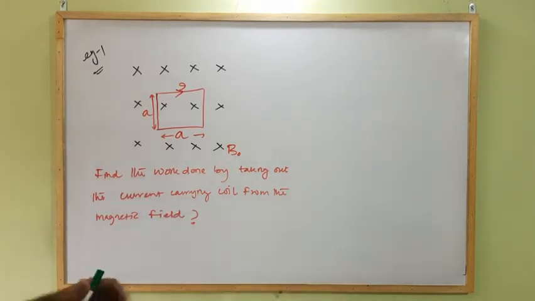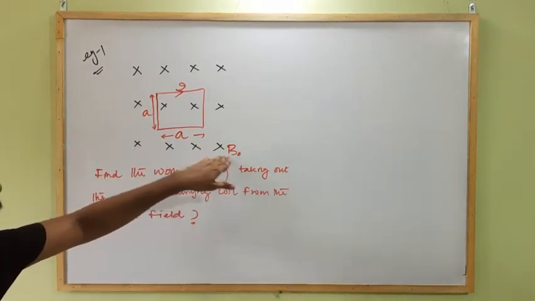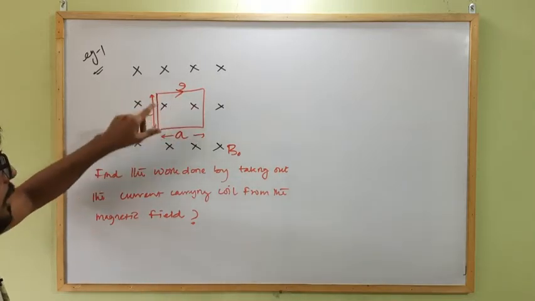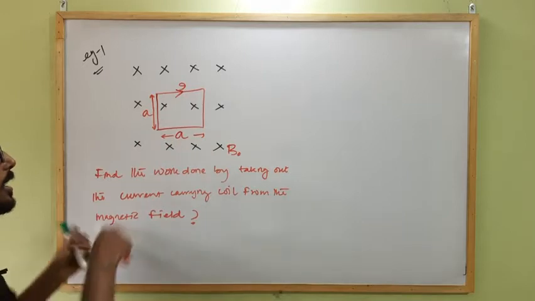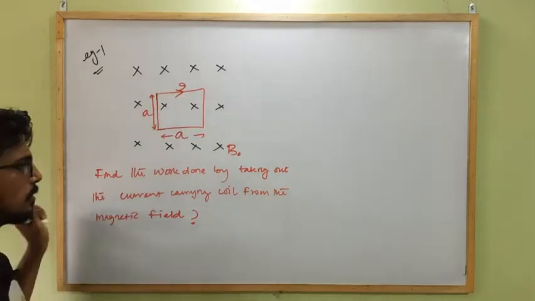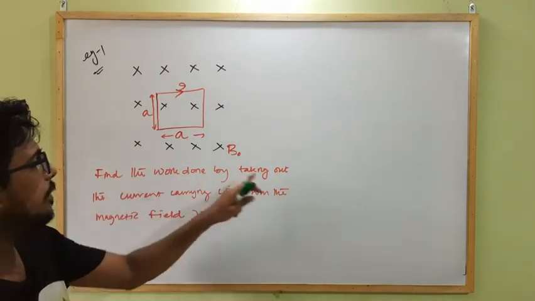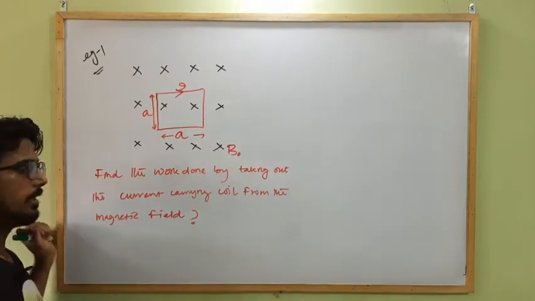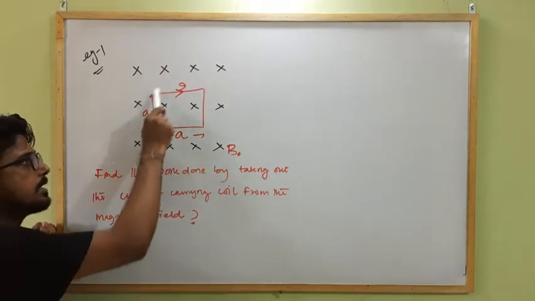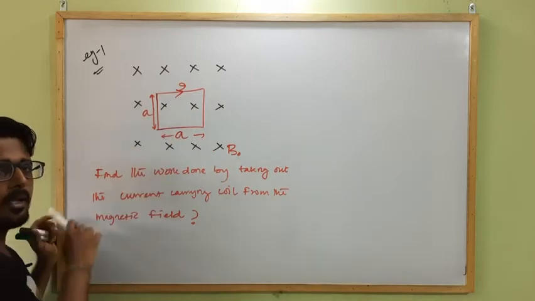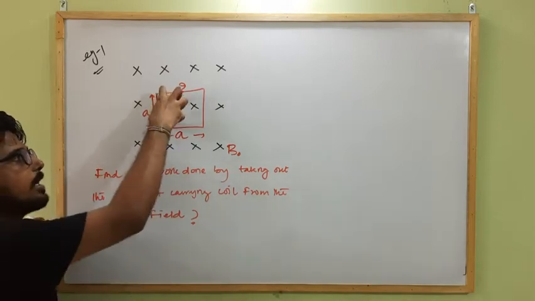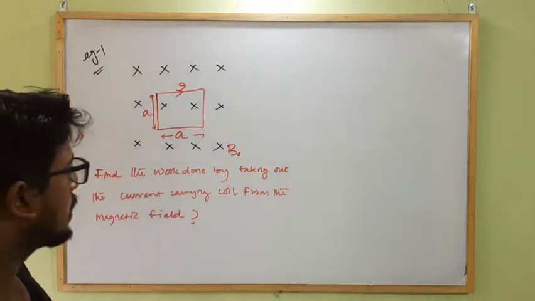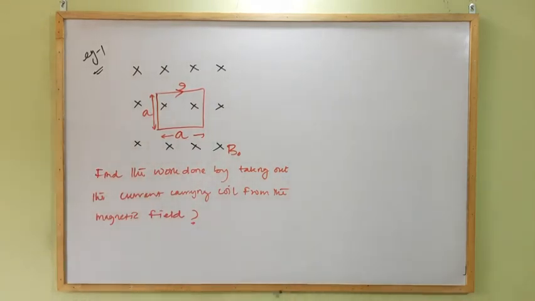Okay, here is a magnetic field of strength B naught and a current carrying coil of width and side both A. That means it is a square current carrying coil carrying current in clockwise direction. So find the work done by taking out the current carrying coil from the magnetic field. Initially it is inside the magnetic field. We have to calculate the work done by taking out the coil from this magnetic field. So what will be the expression for the work done?